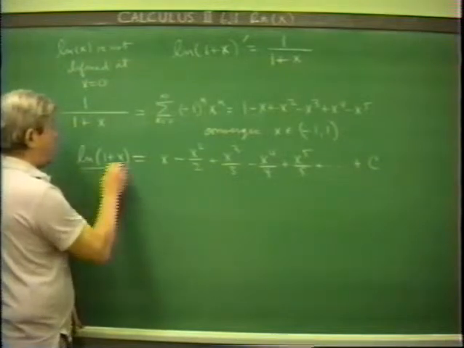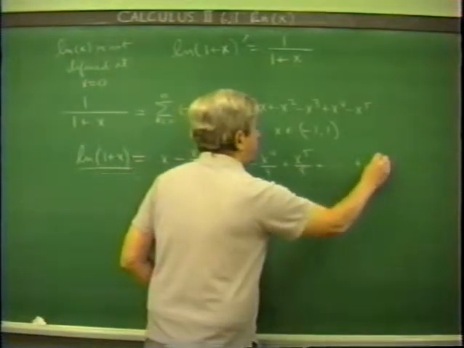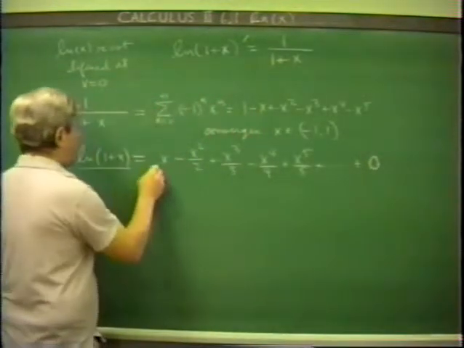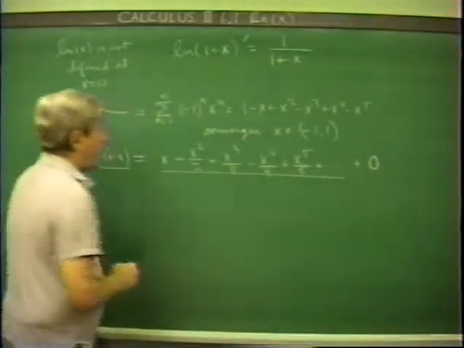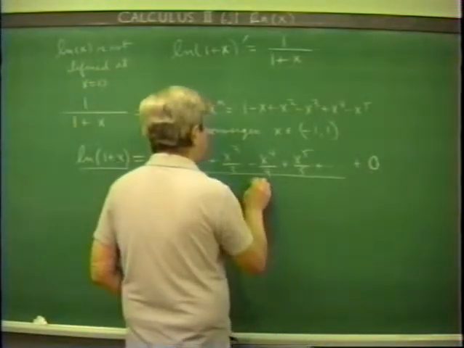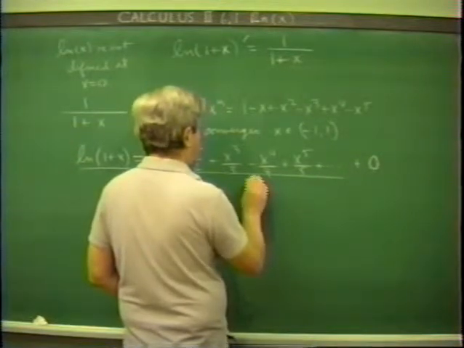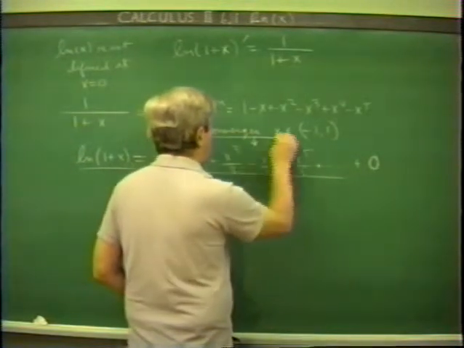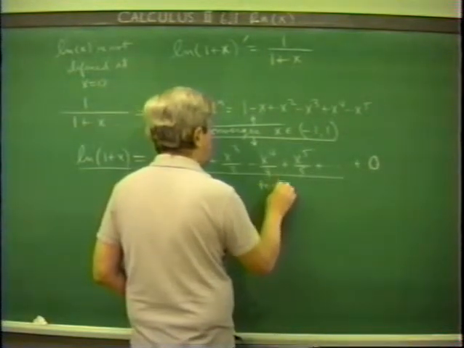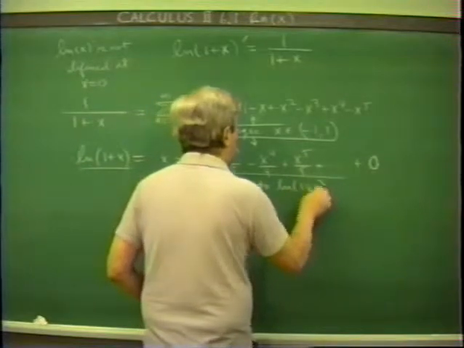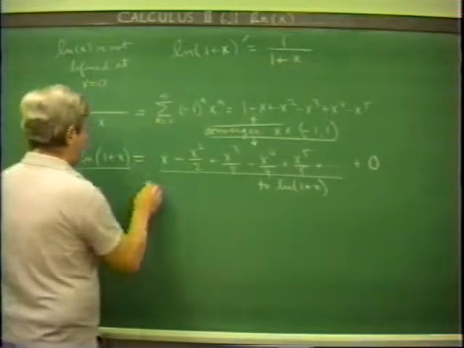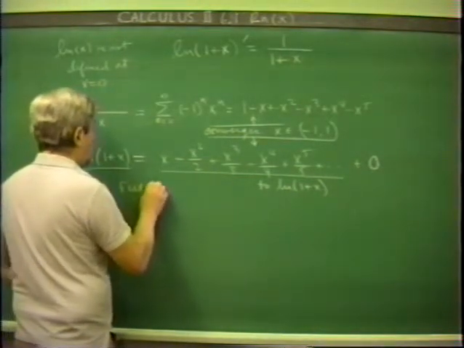We want to figure out what this constant is, and for that purpose we let x equal 0. When we let x equal 0, we get 0 on this side. When we get 0 on this side, we find out that this constant is identically equal to 0. So that then this is an expansion of power series which converges for x in minus 1 to 1, both of these do. And this one converges to log of 1 plus x.